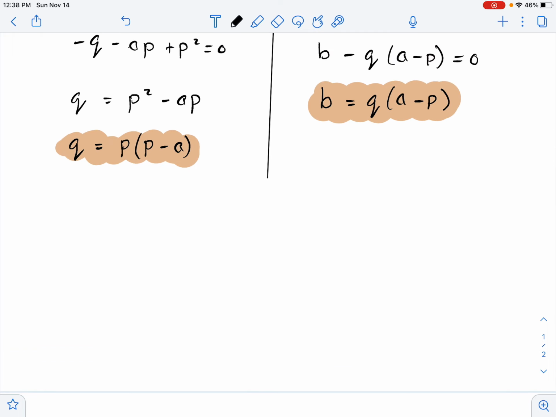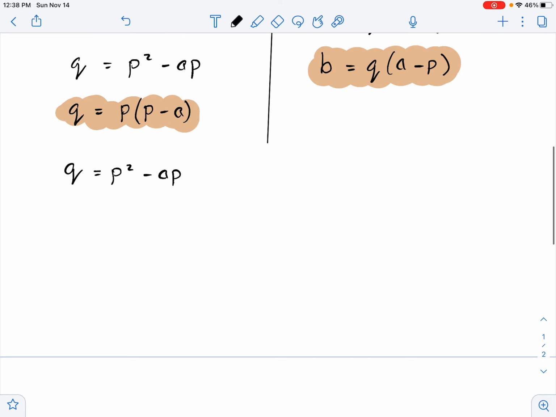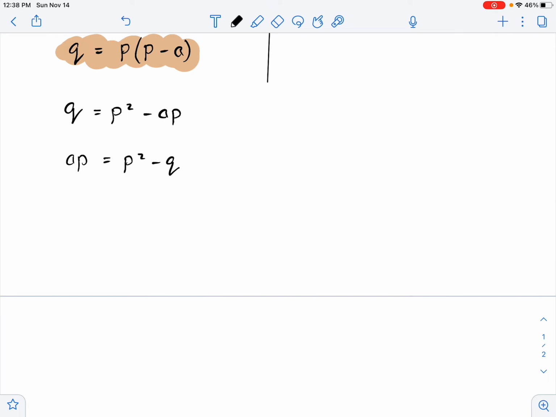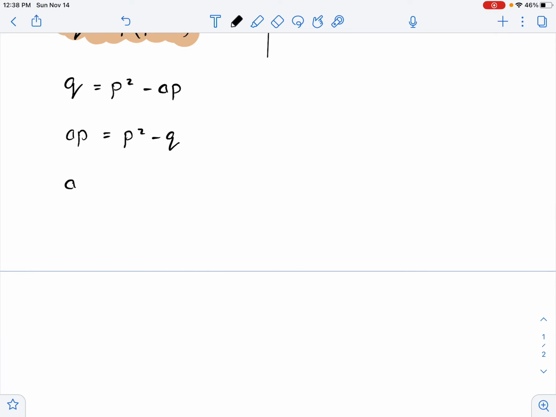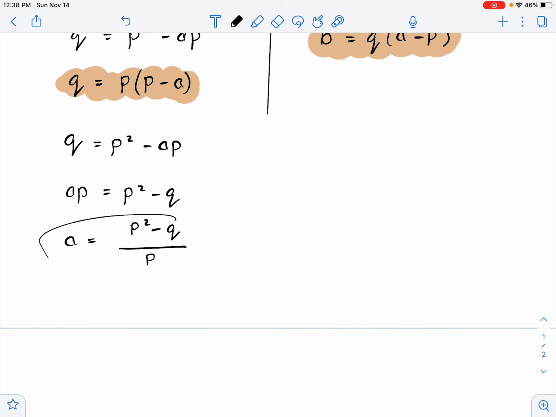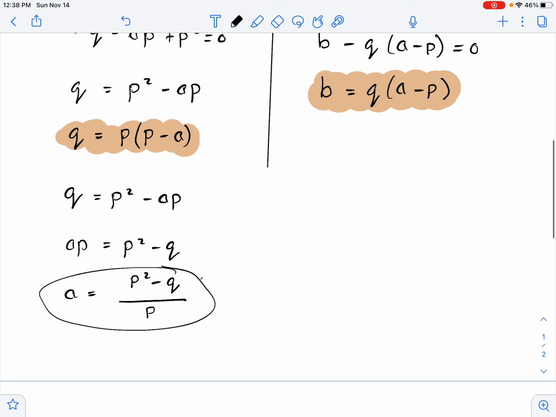So I will say then that solving this, I have q equals, again, p squared minus ap. I will rearrange this, add ap to both sides, and so I get ap equals p squared minus q, adding ap to both sides and subtracting q. And then finally, dividing both sides by p, I get that a equals p squared minus q all over p. So that's my value for a. And what I can do is take this value for a right here and substitute it into this equation right there for a. That's what I'm going to do.